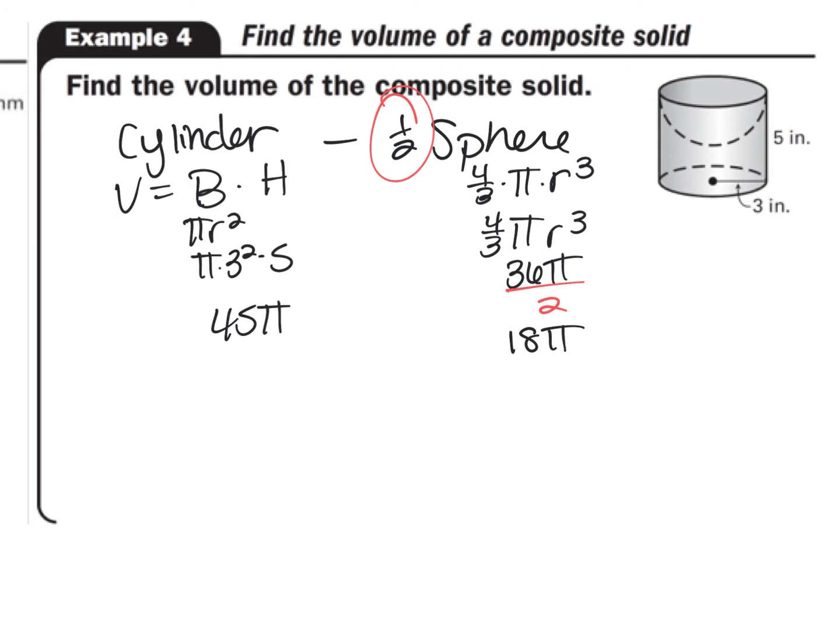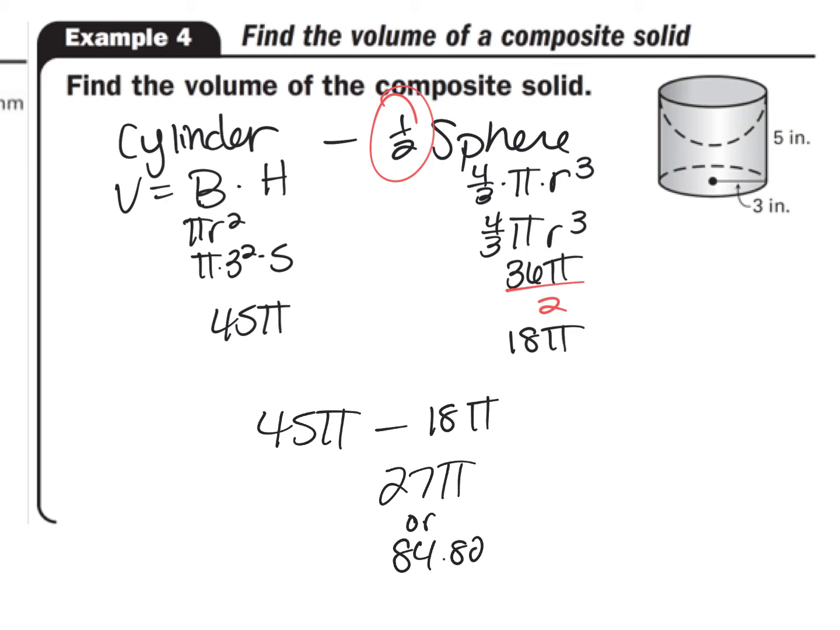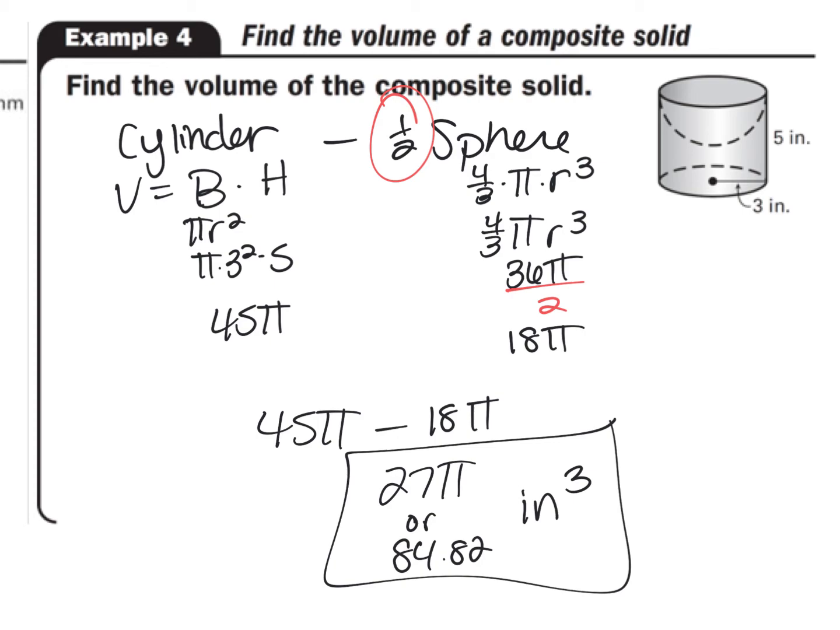All right, so now we're ready to put it all together. It's your cylinder volume, 45 pi, minus your half sphere volume, which is 18 pi. If we're going to do it in terms of pi, that would be 45 minus 18, 27, and then you have pi with it. If I type that in the calculator, if they wanted it rounded, 27 pi gives me 84.82, and my label would be inches cubed. Kind of cool, right?